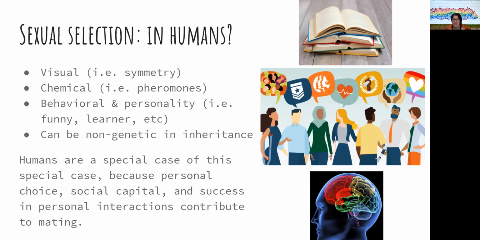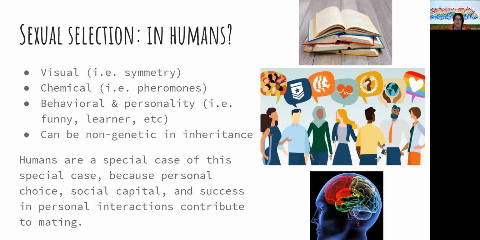There are some very conscious things too, also with behavior and personality. So being funny, being a learner, so being well read, all of those sorts of things may not necessarily be directly genetic, but they are also contributing to your ability to attract a mate. So these can be non-genetic in inheritance. So you can inherit things in more social ways, not just genetically.